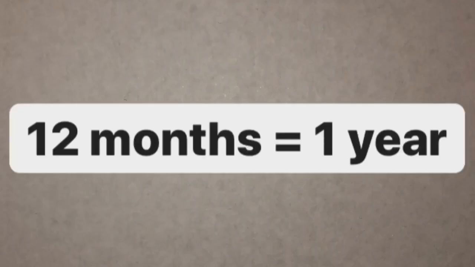The next thing that we're going to talk about is the amount of months that go into a year. There are 12 months that go into a year. That one always stays the same. That one always remains consistent. So you don't have to worry about that one being complicated.